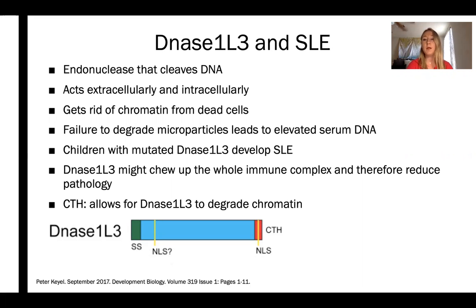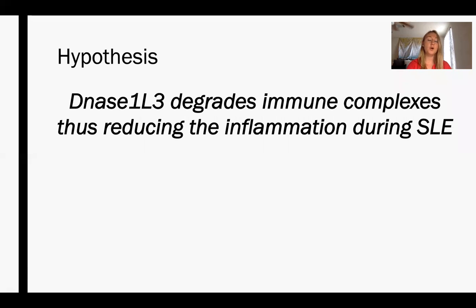It might just chew up the chromatin, but if it does chew up the whole immune complex, it's going to reduce pathology. And this is a structure of DNase 103 and it has a signaling sequence, the nuclear locating sequence, and the CTH. And the CTH is really important because that's what allows the DNase 103 to degrade the actual chromatin. And so my hypothesis is DNase 103 degrades immune complexes, thus reducing the inflammation during SLE.